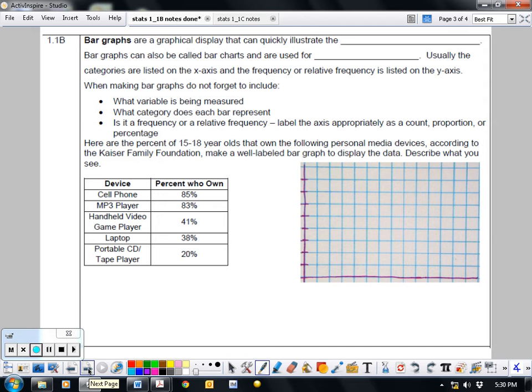Okay, now when we graph our categorical data, most of our graphs are going to be bar graphs, and the bar graph is going to illustrate the distribution of the variable.